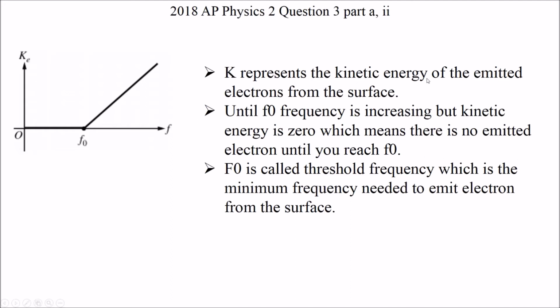K represents the kinetic energy of the emitted electrons from the surface. Until F0, the frequency is increasing but the kinetic energy is 0, which means there is no emitted electron until you reach F0. Because F0 is the threshold frequency, until you reach that frequency you're not going to be able to emit any electrons. That's why at the beginning you have increasing frequency but no kinetic energy, because there are no emitted electrons, so we cannot talk about their speed or energy.